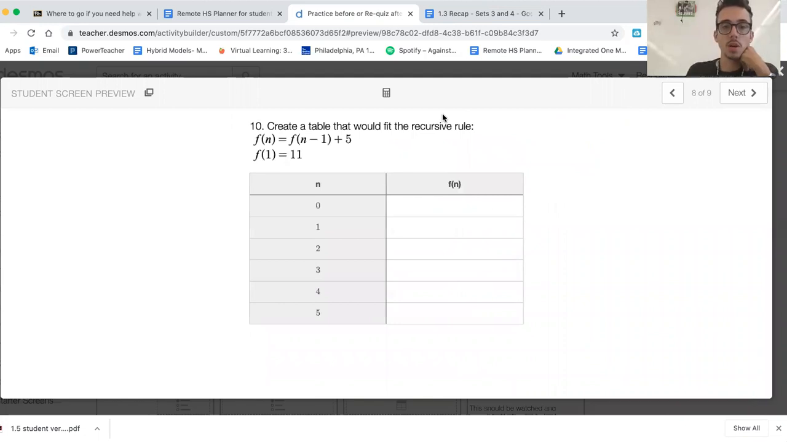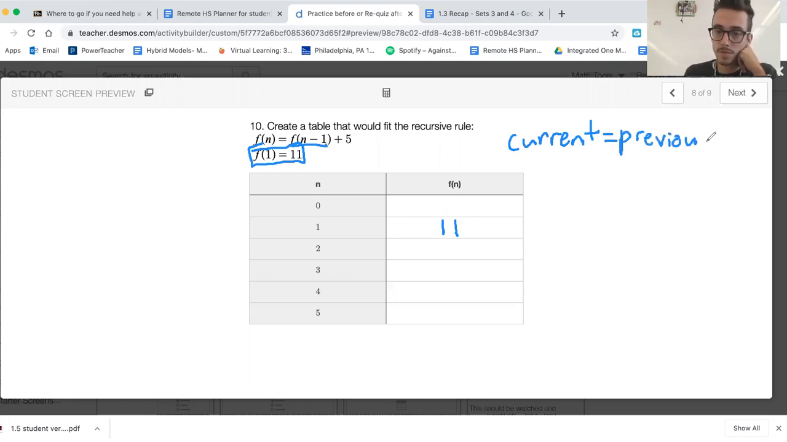Create a table that would fit the recursive rule. All right, I like that. So they give you a freebie, meaning I gave you this freebie of f of 11. So you would want to throw that in here. And let's break down what this recursive rule is saying. So f of n, we always call that our current. And this is equal to f of n minus 1, which is our previous, plus 5. So this means that as we move forward, we're always adding 5. Again, assuming that n is adding 1. And that seems to be the case here with this table.